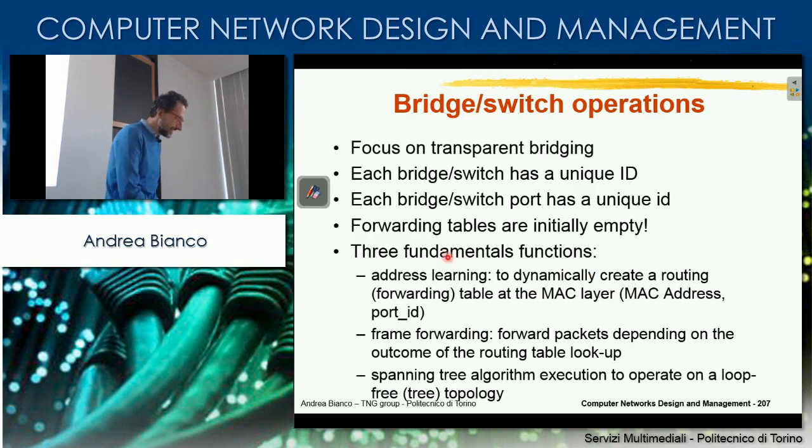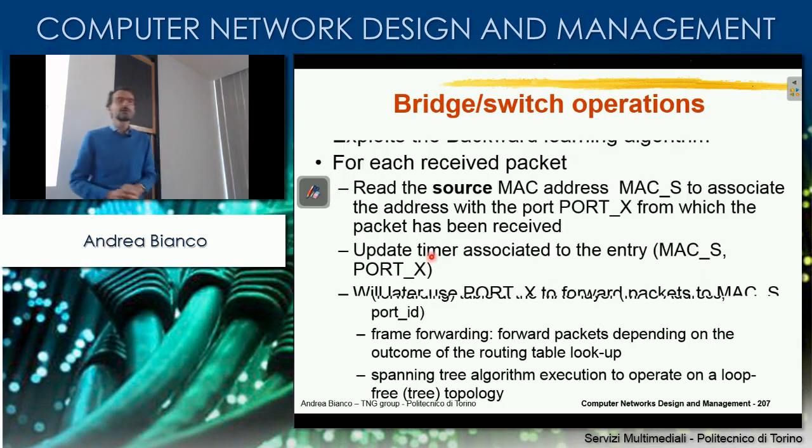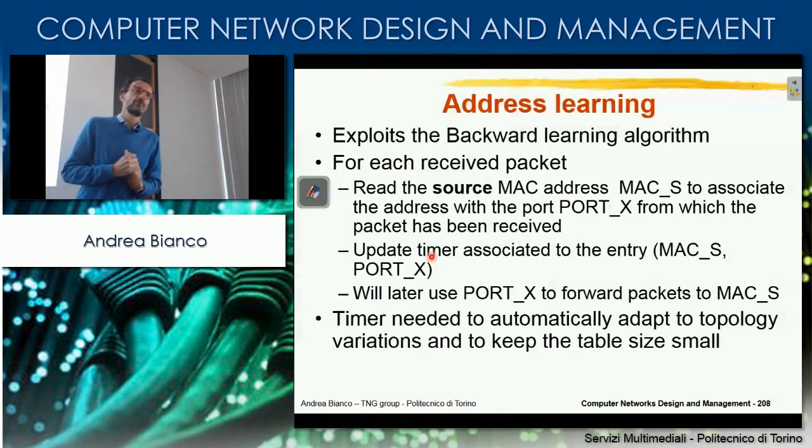So these are the three main functions. So the basic idea is the following one. The address learning phase is based on the so-called backward learning algorithm. So imagine that the switch is a device which is at a given cross point. So you are in a square, and you have several roads coming in this square and going out of this square, right? Any road is typically bidirectional, okay? So the switch is the square.